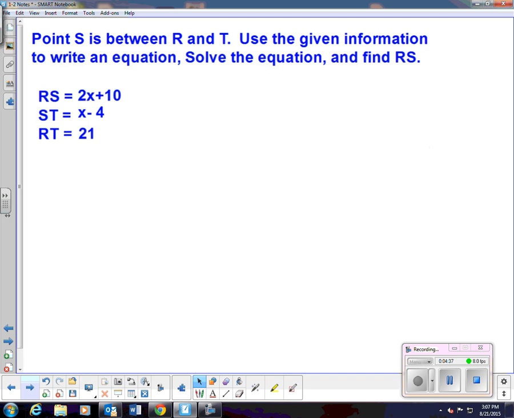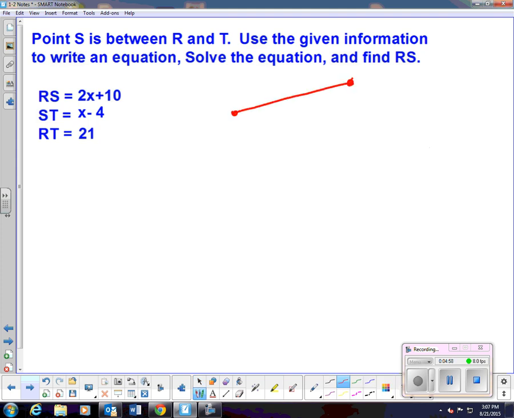Next, here it says S is between R and T. So we have to draw a picture. You've probably heard the saying that a picture's worth 1,000 words. Well, in geometry, I say a picture is worth one equation. Without it, you're not going to have an equation. So you need to draw the picture on the paper, not mentally, but physically, so we can see what you're doing.